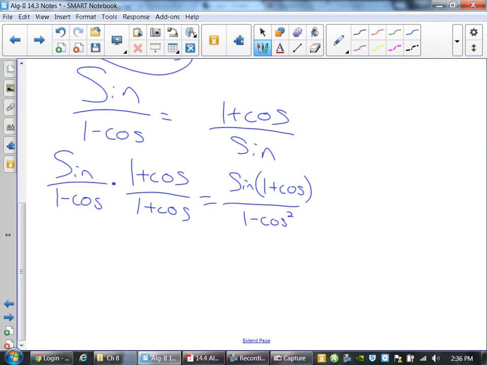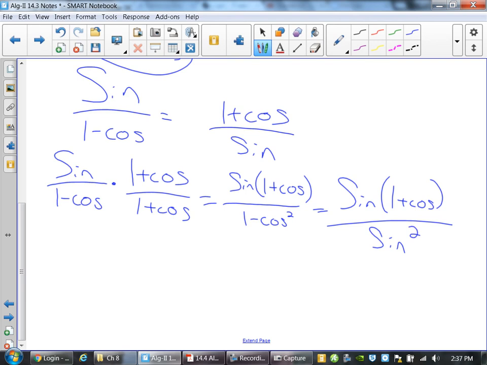Now look at your denominator. You have a squared cosine with a 1. Can I rewrite that as something else? Very good. 1 minus cosine squared is one of the family parts of the Pythagorean identity, sine squared plus cosine squared equals 1. So if I subtract the cosine squared over, I get sine squared equals 1 minus cosine squared. So you get sine times 1 plus cosine over sine squared.